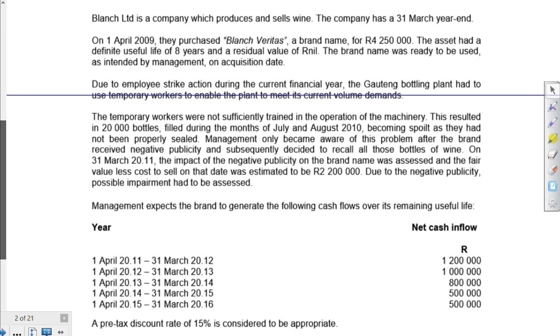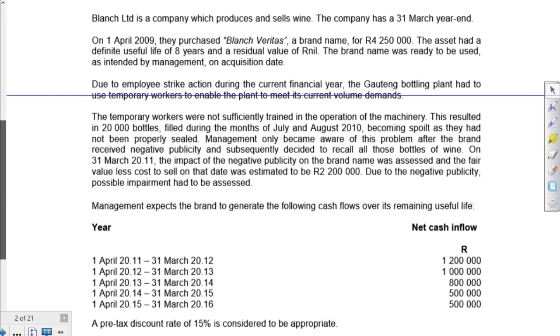The fair value less costs to sell on that date were 2.2 million. Due to the negative publicity, possible impairment had to be assessed. Management expects the brand to generate the following cash flows over its remaining life. Remaining life is 5 years. So we bought it in 2009. Our first year end was 10, 11, 12.